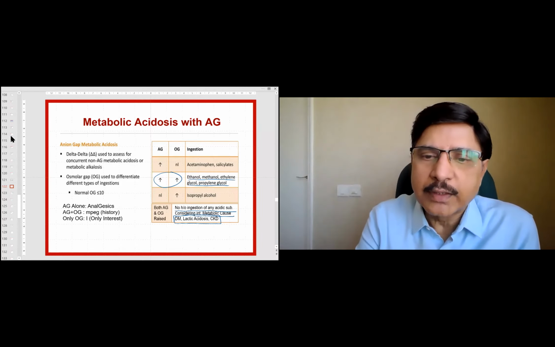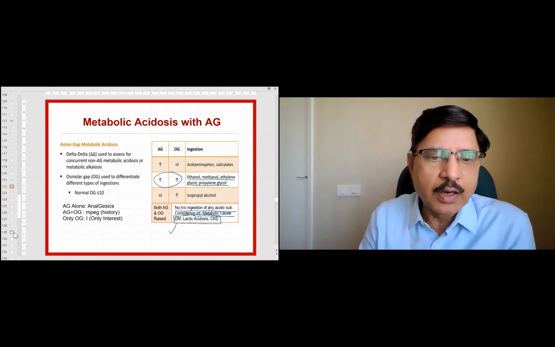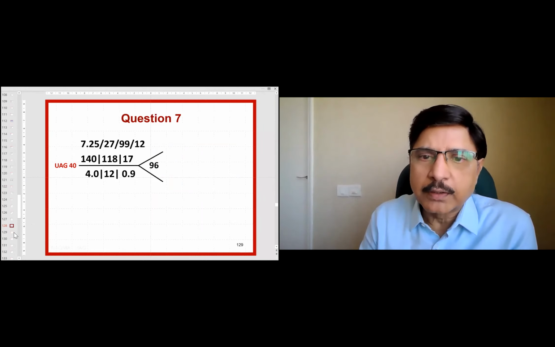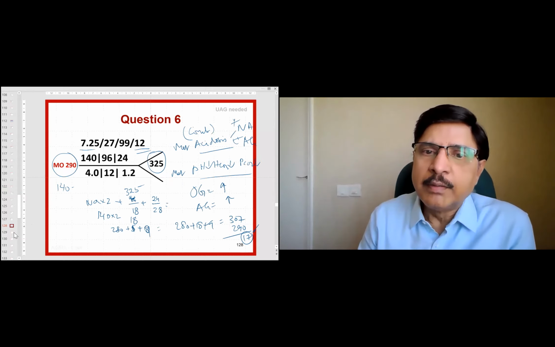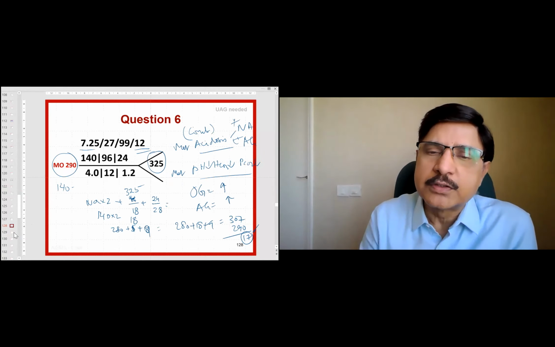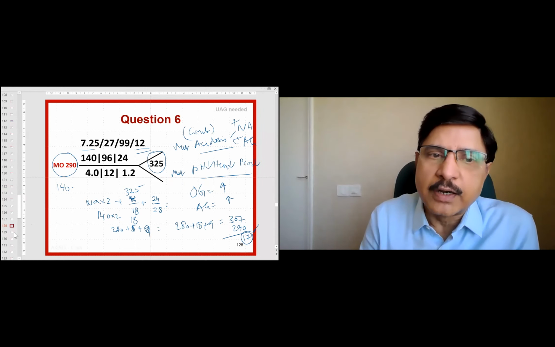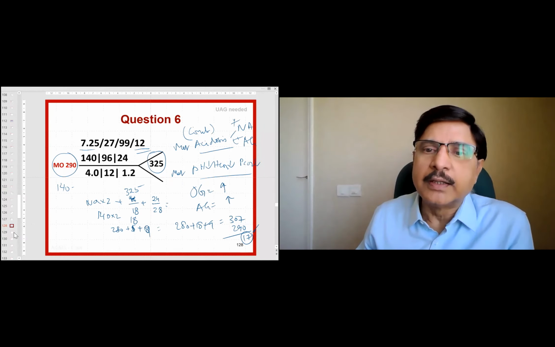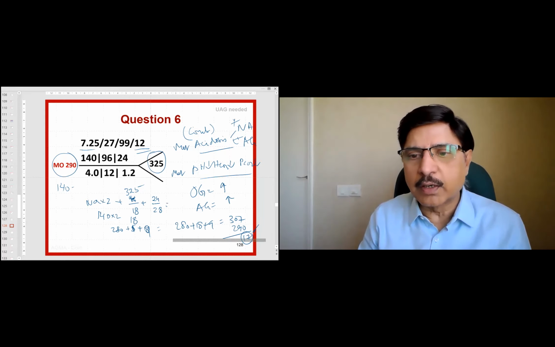In our case, I already got diabetes. Does he have CKD? No, the creatinine is 1.2, I think. Not much of CKD is there. So this particular case appears to be a combination of AGMA and NAGMA. Diabetic ketoacidosis appears to be the dominant player, but that is not the only thing. There is one more thing. Then you require the compensation to work out. So let us see the compensation.